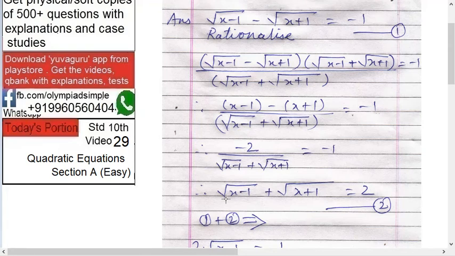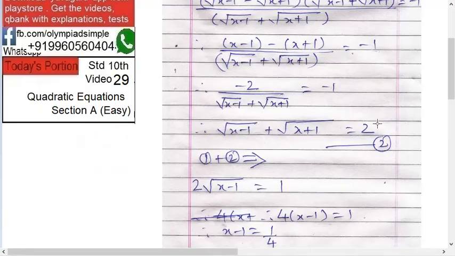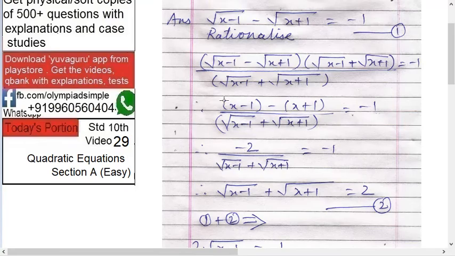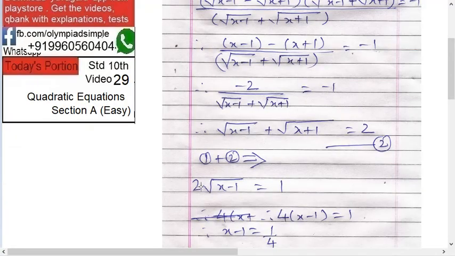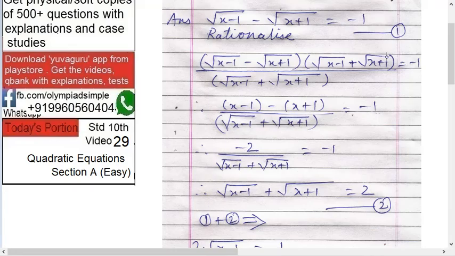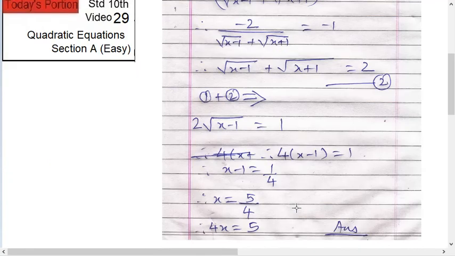Cross this. So you will get root of x minus 1 plus root of x plus 1 equals to 2, minus gone. Give this equation number 2. Now you have equation number 1, you have equation number 2. Right? Add them. So what happens? After adding this, x plus 1 goes. So root of 2 into root of x minus 1 equals to 1. How 1? This is minus 1, this is 2. So 2 minus 1, 1.